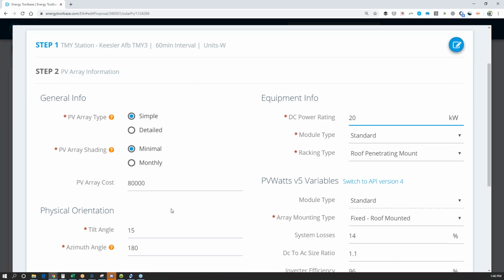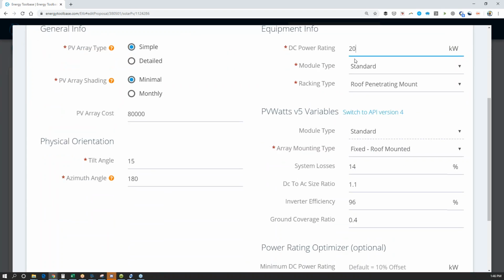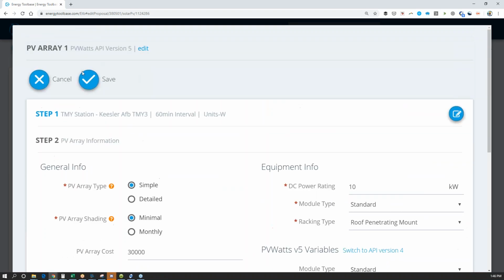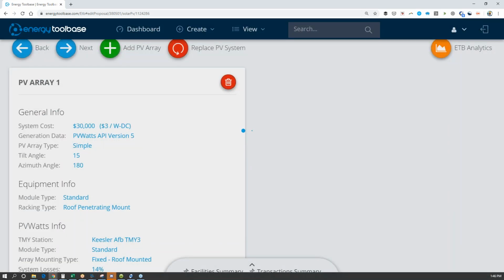So that 20 kilowatt solar array was pretty good. If we did something smaller, like a 10 kilowatt solar array, setting a 20 kilowatt for $20,000 or for $40,000, we might do a 10 kilowatt for 30,000. Start getting into smaller project sizes at higher dollars per watt.